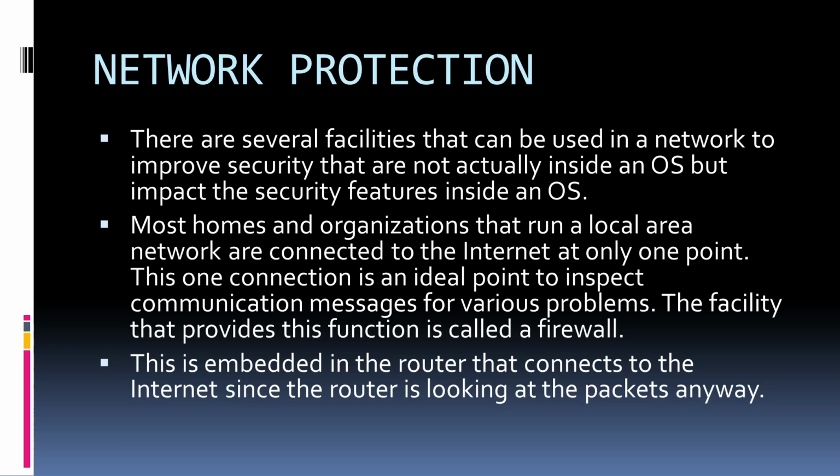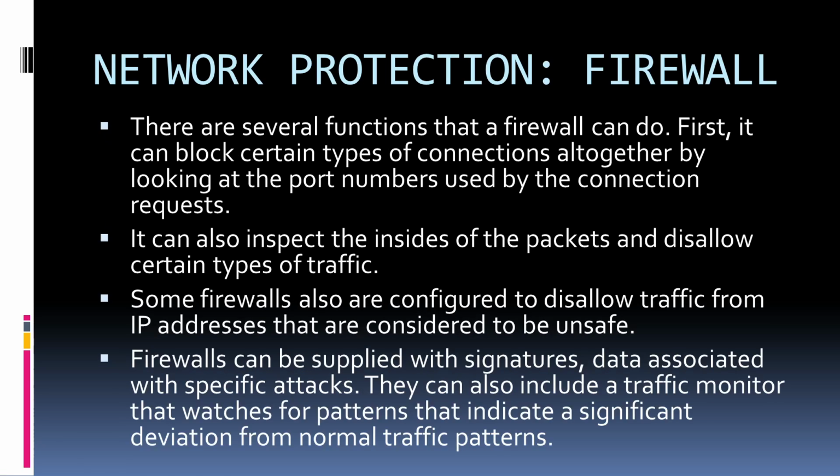Network protection. There are several facilities that can be used in a network to improve security that are not actually inside an OS but impact the security features inside an OS. Most homes and organizations that run a local area network are connected to the internet at only one point. This one connection is an ideal point to inspect communication messages for various problems. The facility that provides this function is called a firewall. This is embedded in the router that connects to the internet, since the router is looking at the packets anyway.